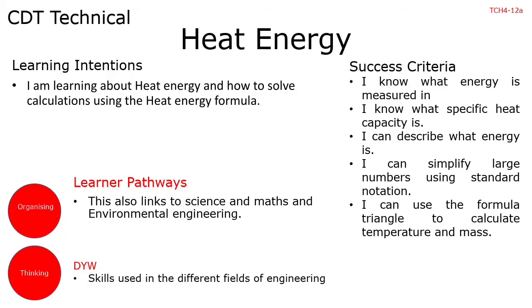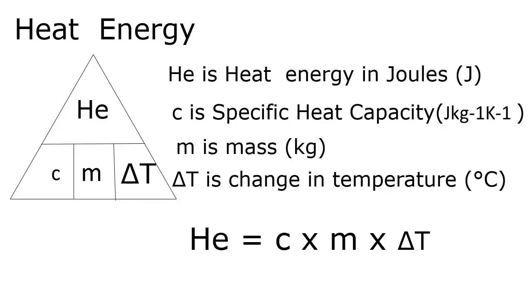Engineering science. Me, Mr. Young, back again with heat energy this time, just looking at the formula and how to use it. You can see the heat energy formula here, HE this time for heat energy, measured in joules. We've got C m delta T down below here. So C is your specific heat capacity. This is measured in joules per kilogram Kelvin. Kelvin's another way of measuring temperature.